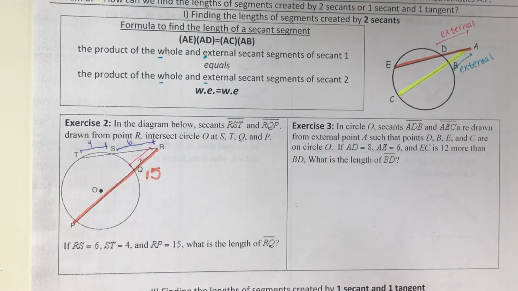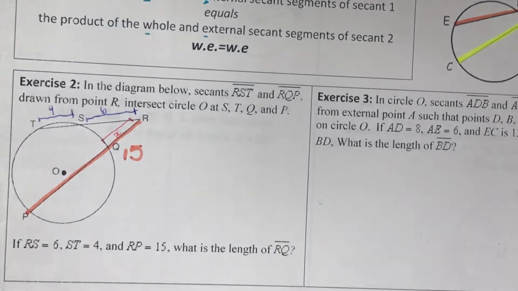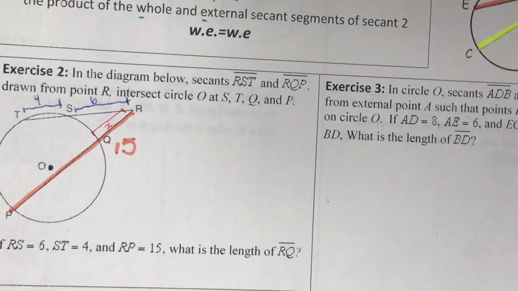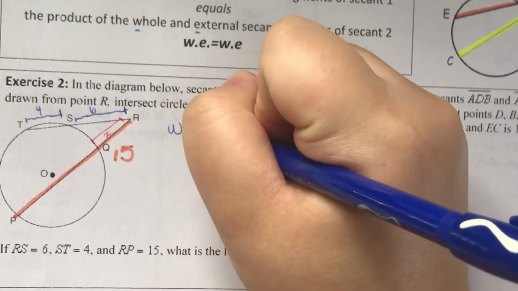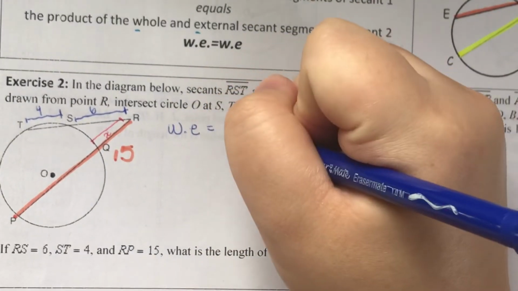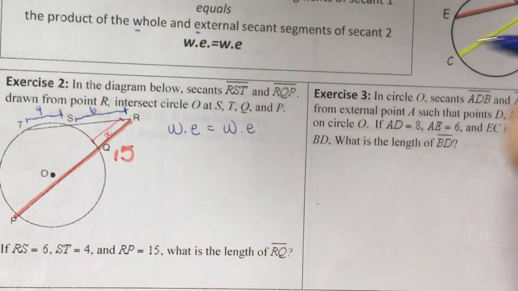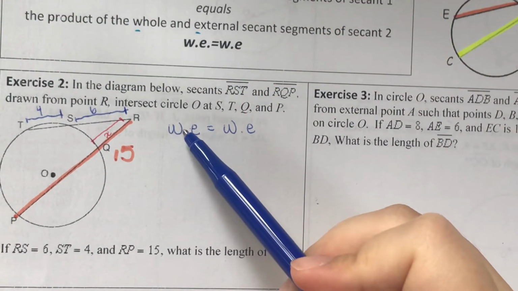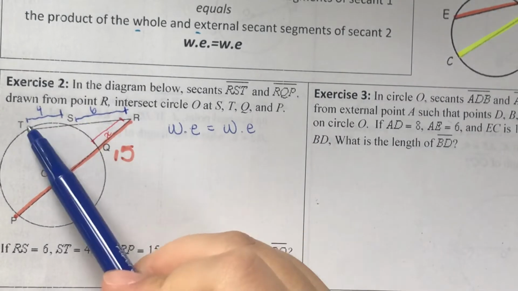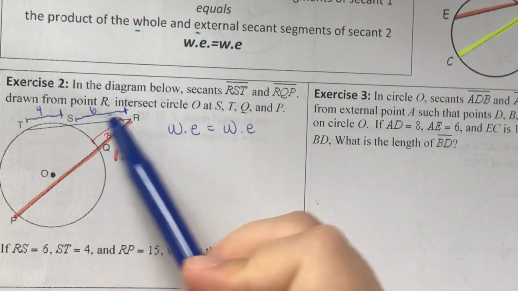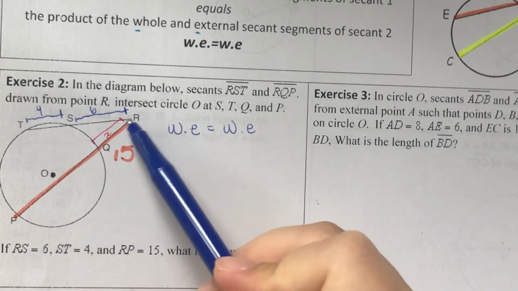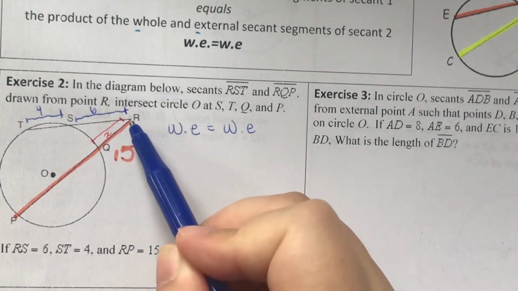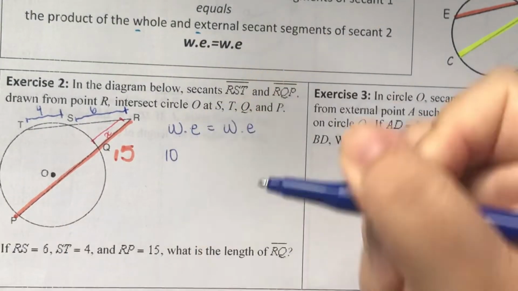X. Okay, now I'm going to zoom in a little bit to see if it's going to help you. Now, according to my wee, I'm going to write it down. Entire thing multiplied by the external is going to be equal to entire thing multiplied by the external, the whole thing. So wee, let's look at secant RT first. I need the entire thing. They didn't give me the entire thing, but they give me parts of it, right? So RS plus ST is going to give me RT. So whole thing is going to be RT, which is 10, multiplied by the external.